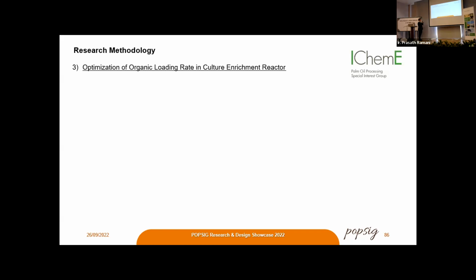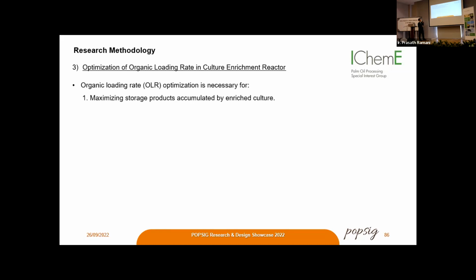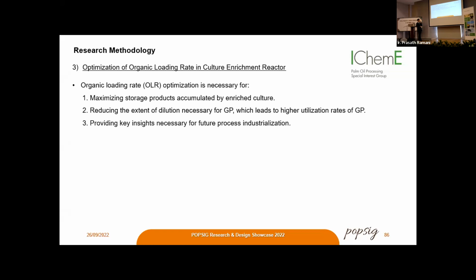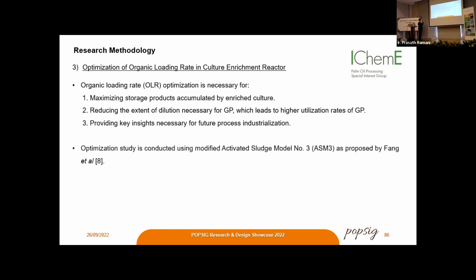Now, the third objective, OLR optimization, is necessary because, number one, we want to maximize the storage products that are accumulated by the microorganisms. Number two, we want to reduce the extent of dilution necessary, which hence leads to higher utilization rates of GP. Finally, it provides key insights necessary for future process industrialization. So the optimization study will be conducted using the modified activated sludge model 3, ASM3, as proposed by Fang et al. that contains 7 components and 5 processes.